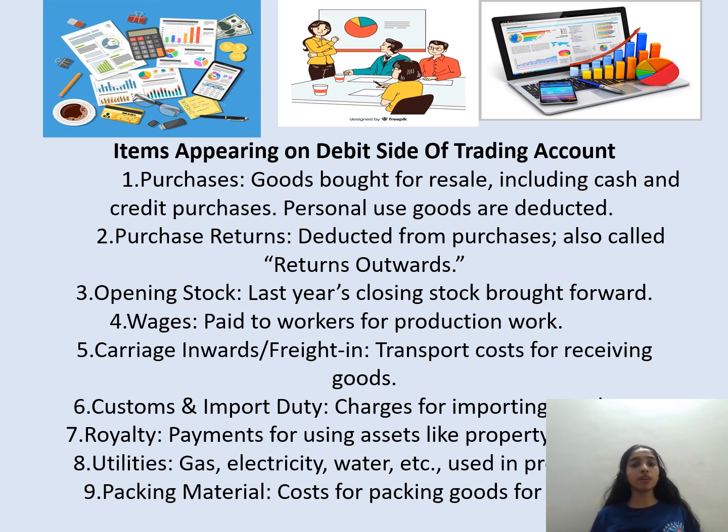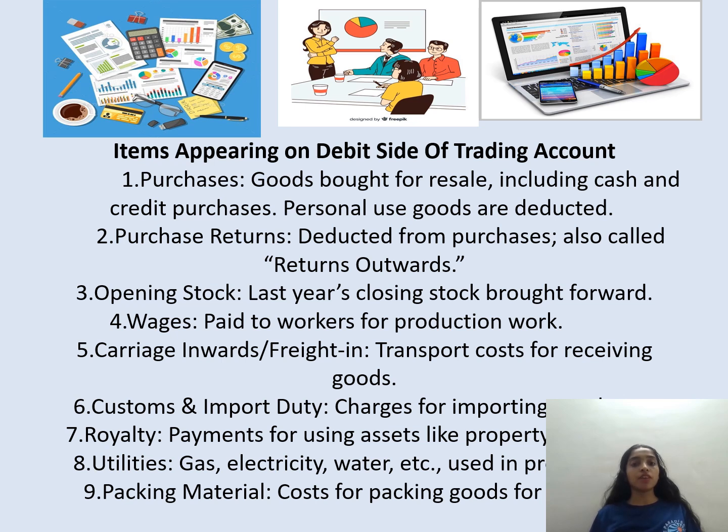A part of the goods purchased for the purpose of resale by an organization sometimes becomes surplus, which is returned to its concerned supplier. Such goods are referred to as purchase return or return outward and shown as a deduction from the purchases. Return outwards account always has a credit balance. Next is opening stock. The amount shown as the opening stock of the current year's trading account is in fact the closing stock of the previous year, which has been brought forward to the current year. Opening stock appears on the debit side of the trading account.